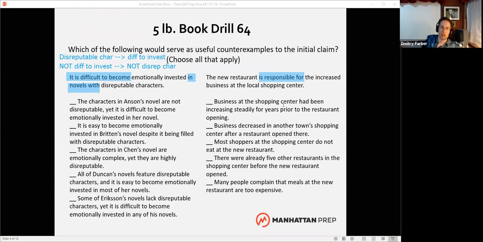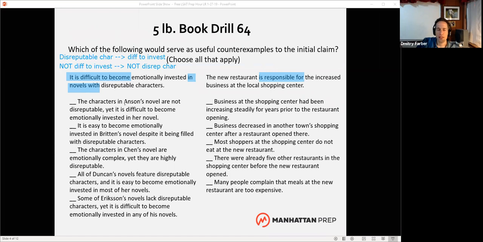Yeah, it's the same statement as the original. So we want something that would break one of these, in a sense, right? So let's look at what statement one says. It says the characters in Anson's novel are not disreputable. Now, notice that that doesn't provide the sufficient condition of either of the statements. The first version that we wrote, the original, is: if disreputable, then this. The second one says: not difficult to invest, then this. So this one is saying that they're not disreputable. So if they're not disreputable, we don't need to know anything about them one way or the other, right?